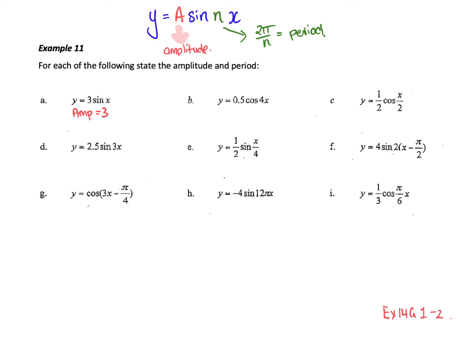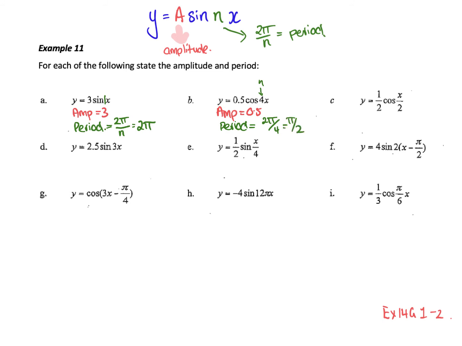Now, when I try to work out the period of this graph, remember it's always this formula, 2 pi divided by n, and n's the number in front of x. Because this one's a 1, it'd be 2 pi divided by 1, so it's just 2 pi. So that one is not different. The next graph here, we've got an amplitude of 0.5, and even though it's a cos, it's still got a period of 2 pi over n, so over 4. You could simplify that to be pi and a half.